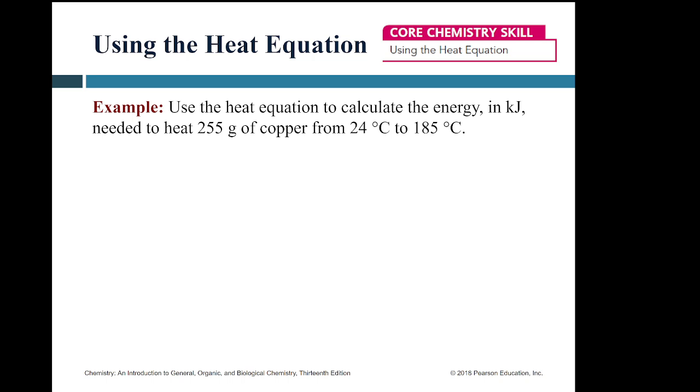So use the heat equation to calculate the energy in kilojoules that's needed to heat 255 grams of copper from 24 degrees Celsius to 185 degrees Celsius. Mm-hmm. Wait, heat equation, not specific heat equation.